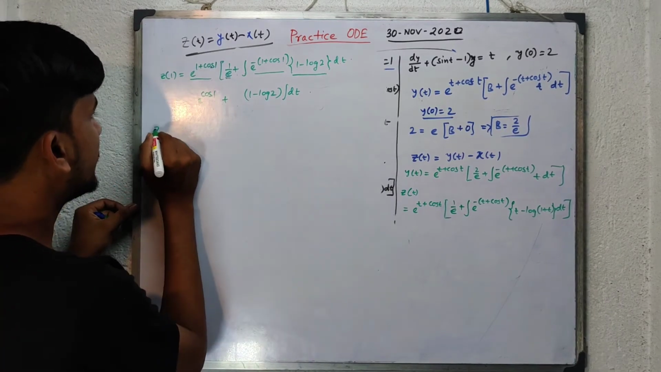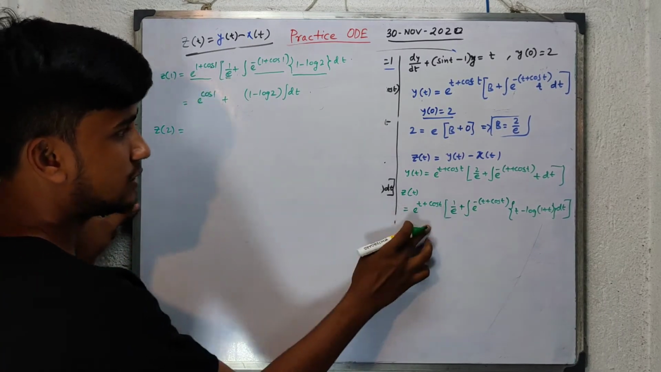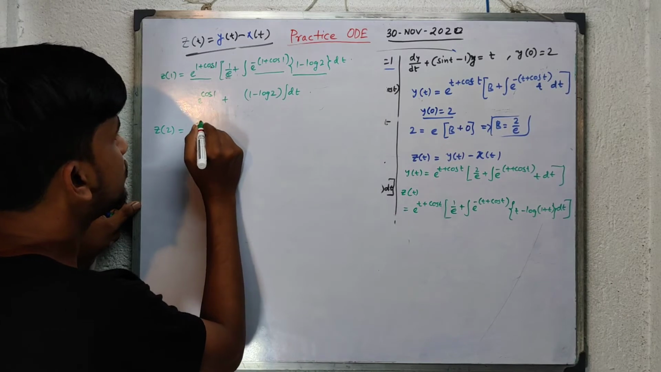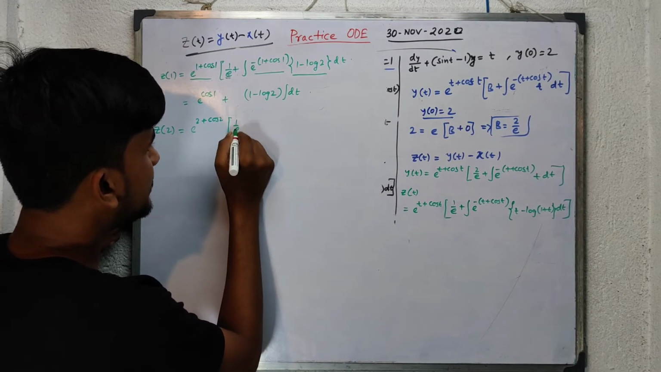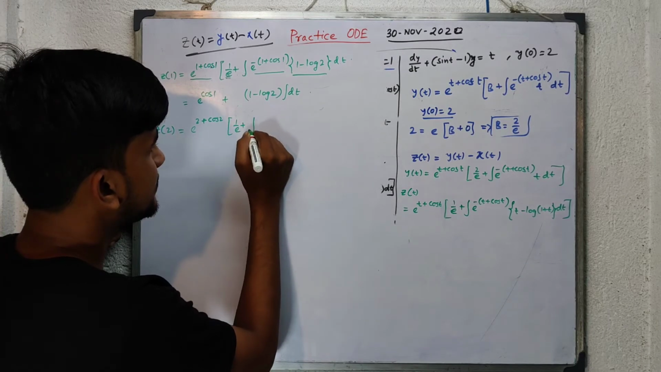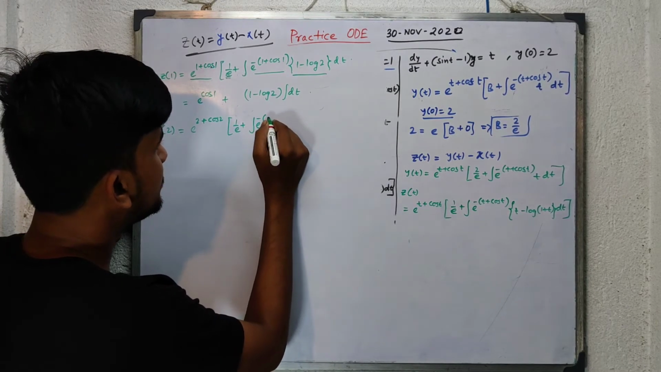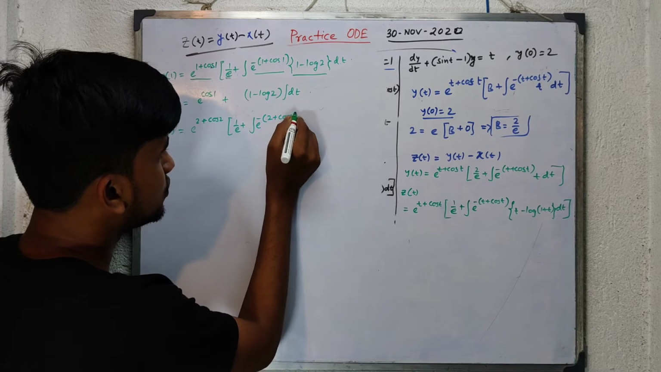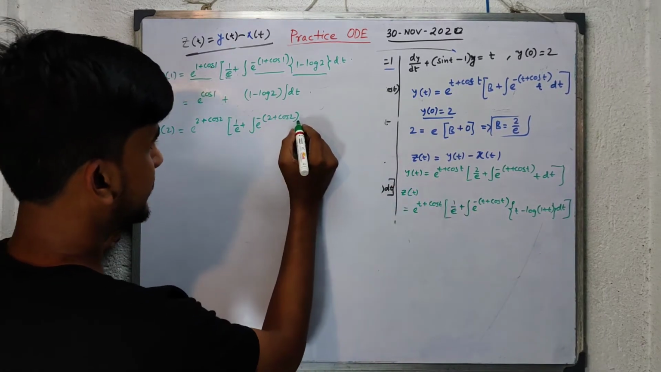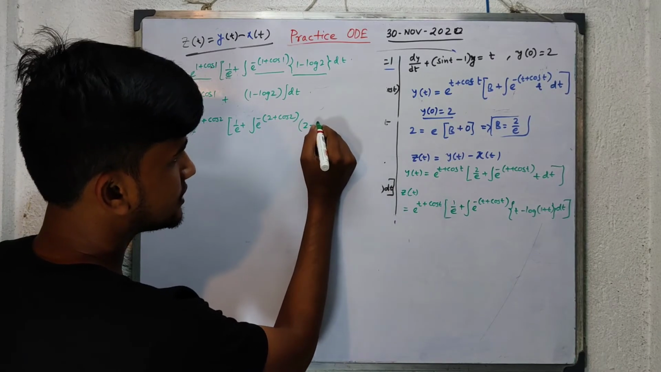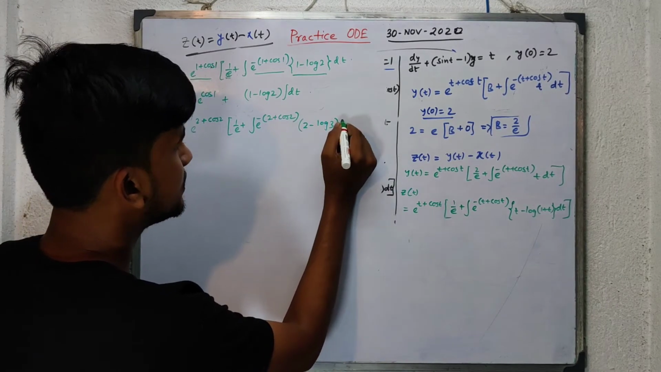Okay, now we find the value of z(2). So z(2) equals exponential (2 + cos 2) into 1/e plus the integral of e to the power minus (2 + cos 2) into (2 minus log 3).